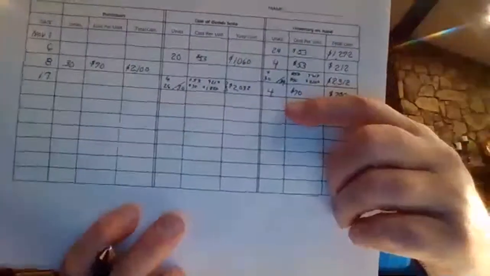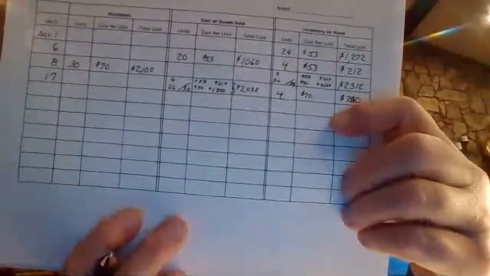Now I have to update my inventory on hand. Well, the 4 units at $53 were sold. 26 of the 30 at $70 units were sold. So that leaves me 4 units at $70 a piece, $280. One layer, 4 units, $70 a piece, $280.